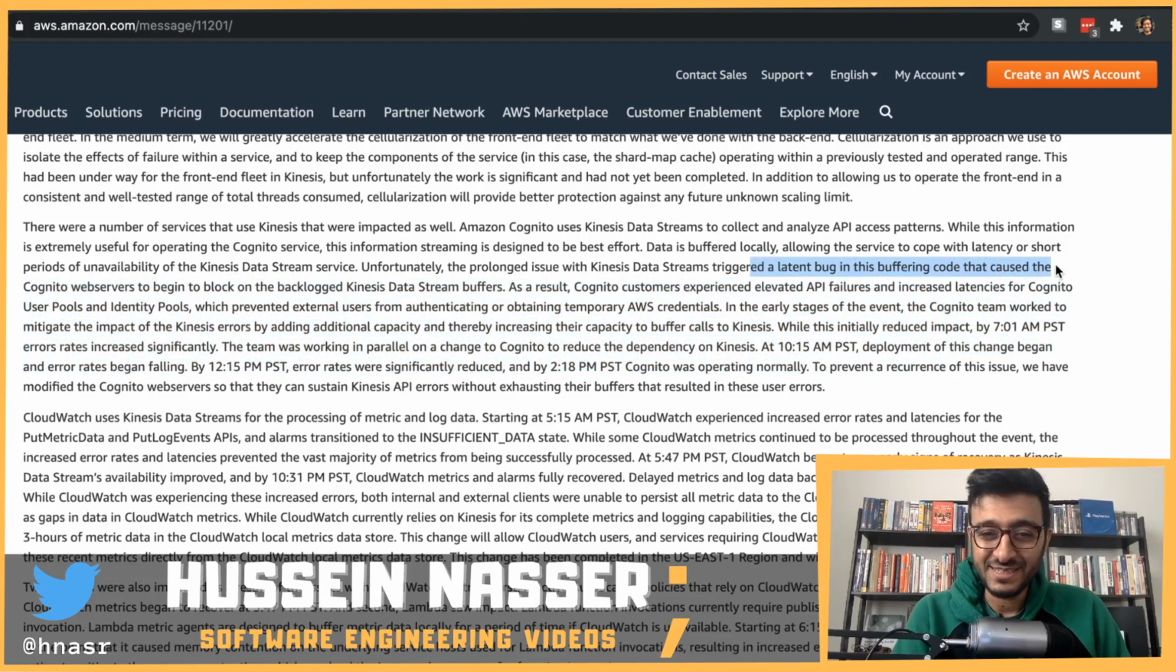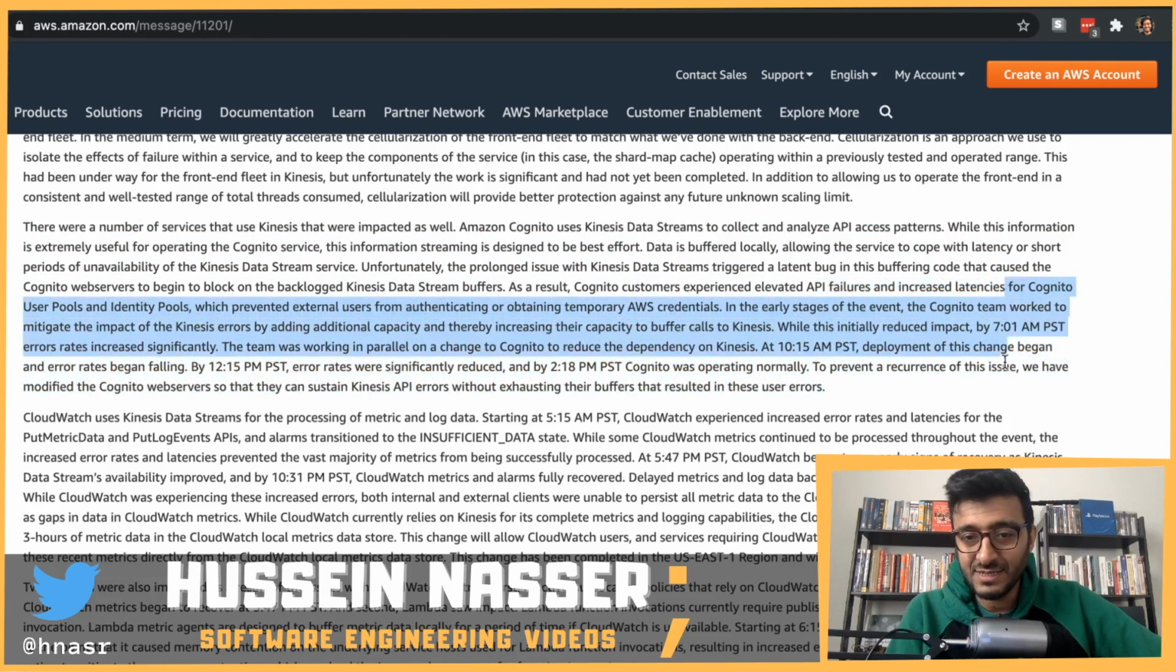A latent bug in the buffering code that caused the Cognito web server to begin to block on the backlogged Kinesis data stream buffer. So I guess because Kinesis was down, Cognito started buffering, and I guess it ran out of buffer or triggered a bug with the buffering code. As a result, Cognito experienced elevated API failure and increased latencies for Cognito user pool and identity, which prevented external users from authenticating or obtaining temporary AWS credentials. My God.